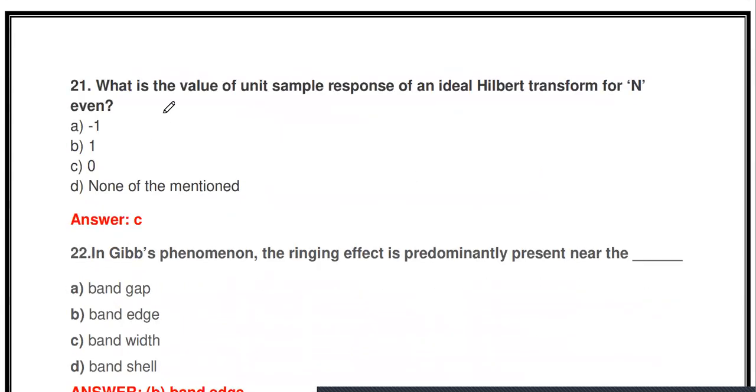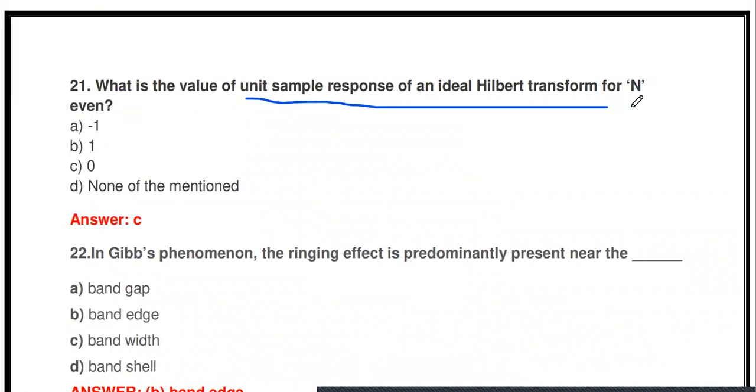The next one: what is the value of the unit sample response of the ideal Hilbert transform for N even? For N even, the value of the Hilbert transform unit sample response is 0.